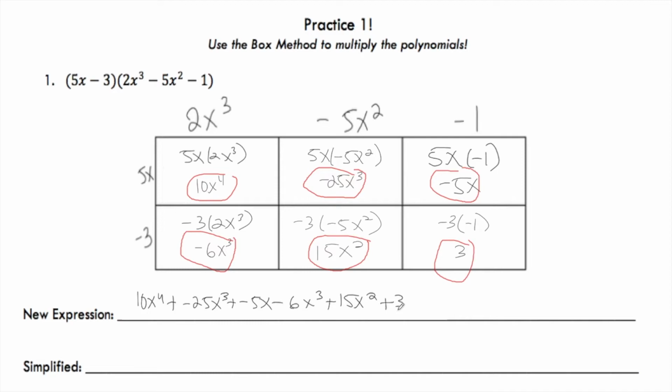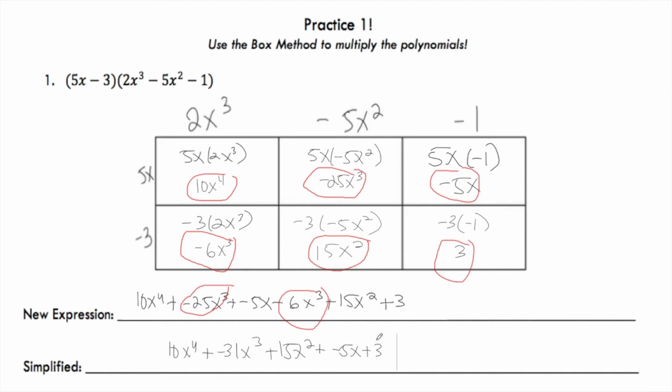All right, so my final step here is now to simplify. So you can see I have two x cubed terms, and that's really it. Everything else is by itself. So I'm going to have 10x to the fourth plus negative 31x cubed plus 15x squared plus negative 5x plus 3. Remember to write in descending order, which means I'm going from greatest to least exponent.